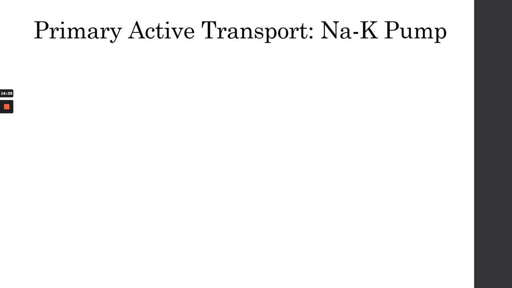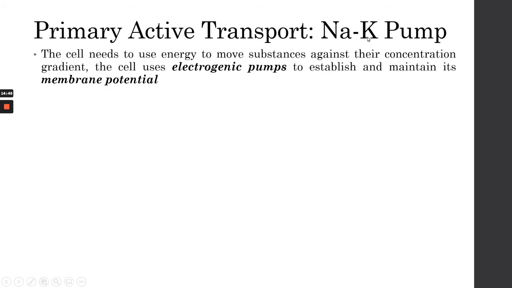So it establishes it by a form of primary active transport called the sodium-potassium pump. Sodium-potassium pump is basically how the cells pump sodium out of the cell and pump potassium inside the cell. So let's talk first about this pump.